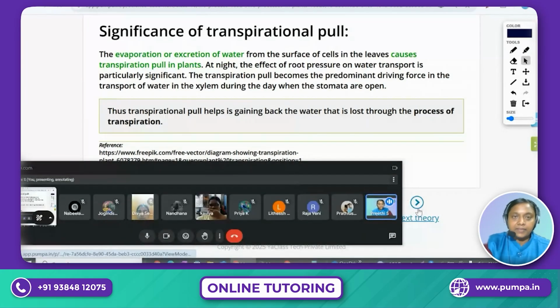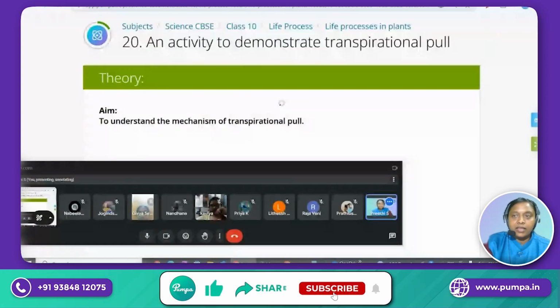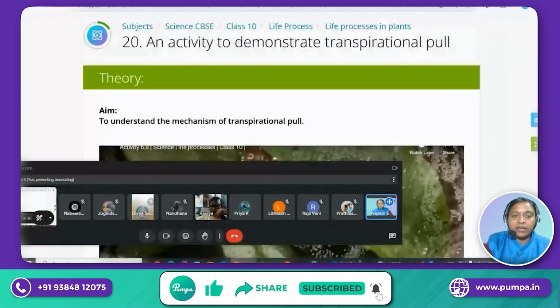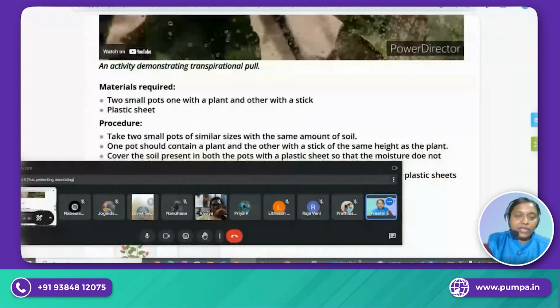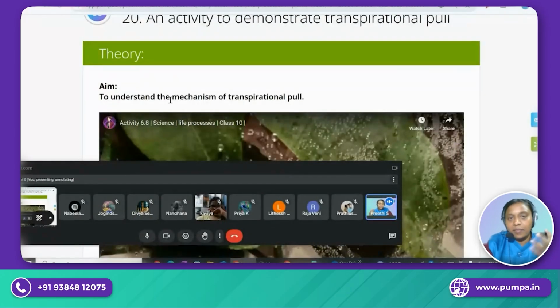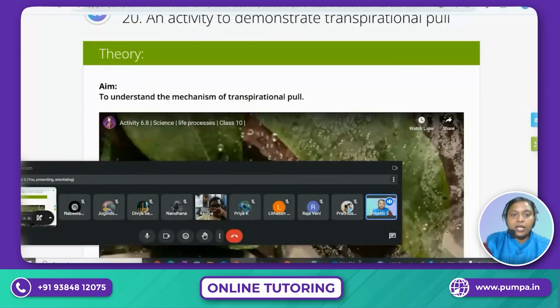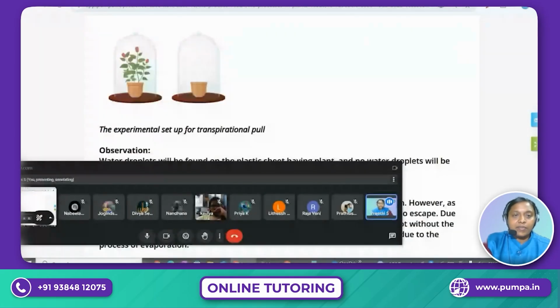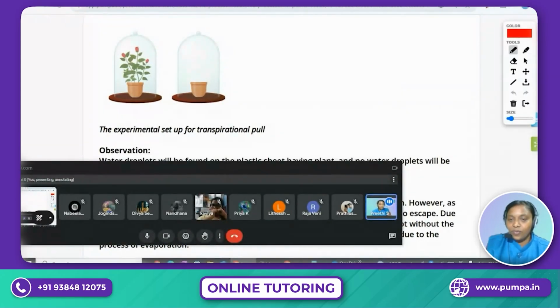Children, any doubts with the transpiration? Is it clear? No, ma'am. Okay. So there is an experiment given here. The aim of the experiment is to understand the mechanism of transpirational pull. For example, we have taken two plants. We have taken two parts, so only one part will have a plant, and the other one will not have it.